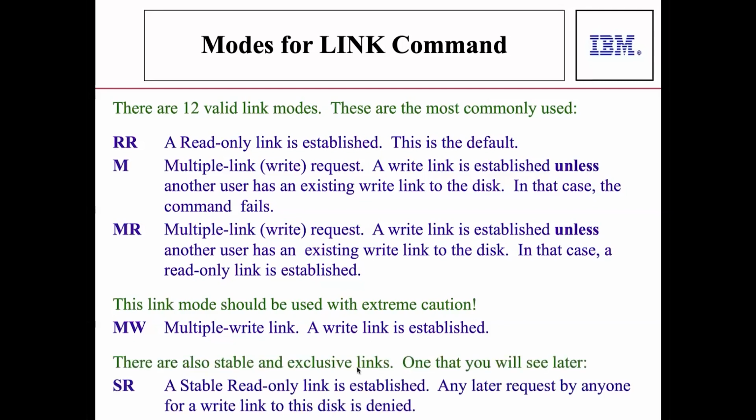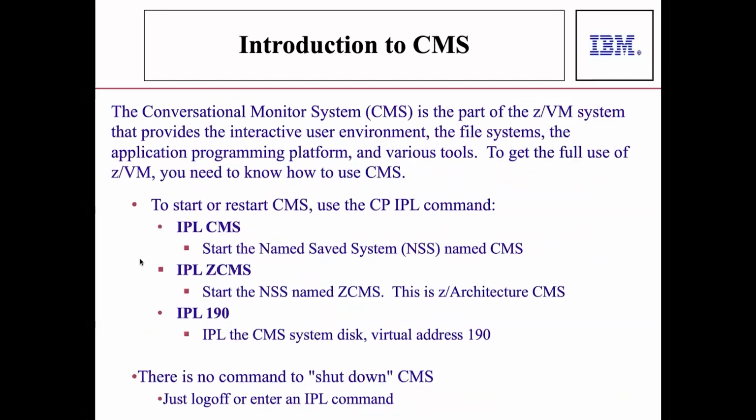And there are also stable and exclusive links. This SR, stable read-only, is used by the system when CP accesses the system config. Well, I say you'll see later, but we've actually already seen it. It's kind of nice that nobody else can update that disk once it's accessed. So other link modes, there's W link modes. You'll see write, which you would think would be for asking for a write link. And it certainly works, but a write link will fail if any other user has a read-only link. It's just part of the description. So you can look at the documentation for link and it'll tell you all about all of those link modes if you're curious about more of them.